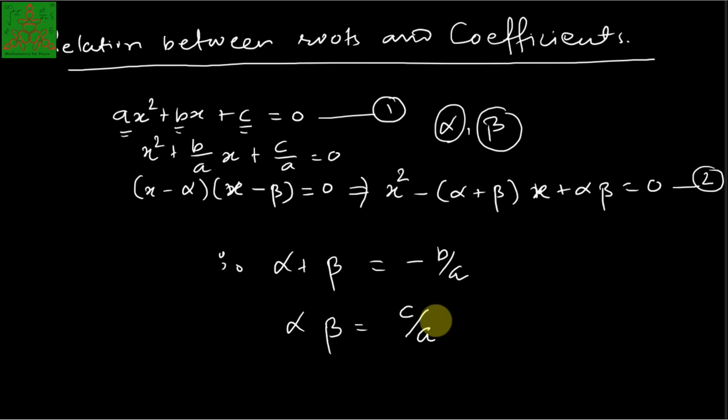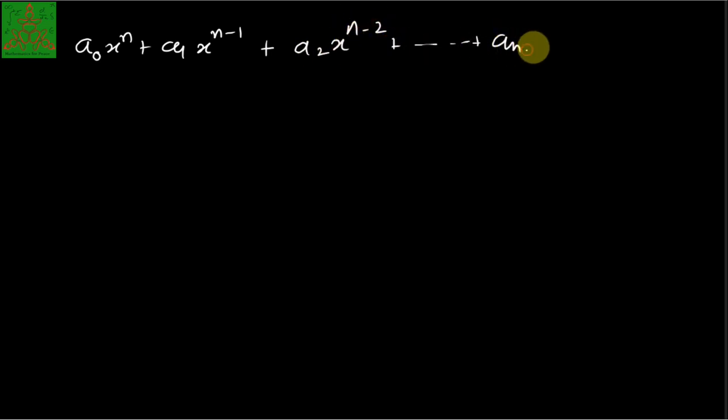In this manner, we have such a relation for a second degree polynomial, and in the same manner, if you have a polynomial of degree n, the same kind of relation one can derive. For that, we should have some polynomial. Let's say the polynomial is a0 x power n plus a1 x power n minus 1 plus a2 x power n minus 2, and so on, up to an minus 1 x plus an is equal to 0.